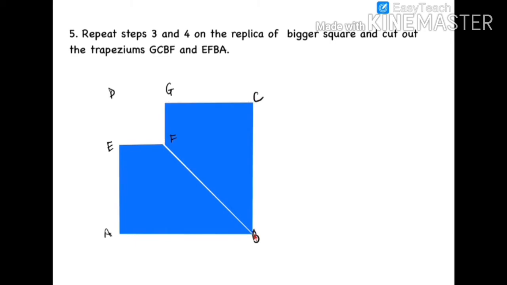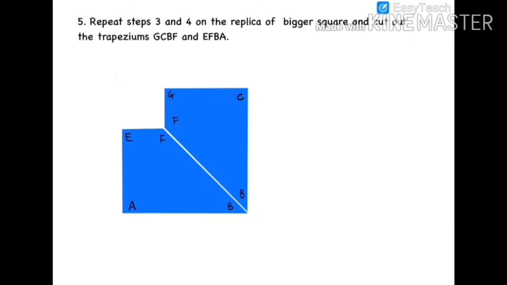On cutting along FB, we will get two trapeziums, GCBF and EFBA. But before you cut along FB, make sure to copy the vertices at the corners of the trapezium as I have shown in the figure.